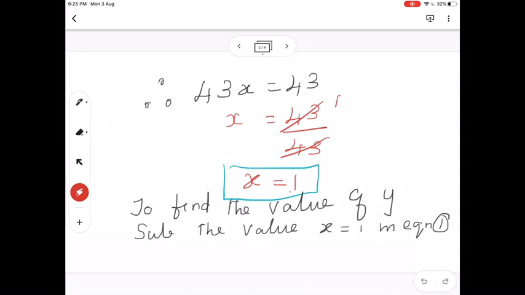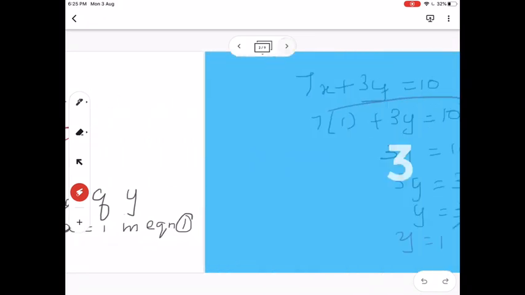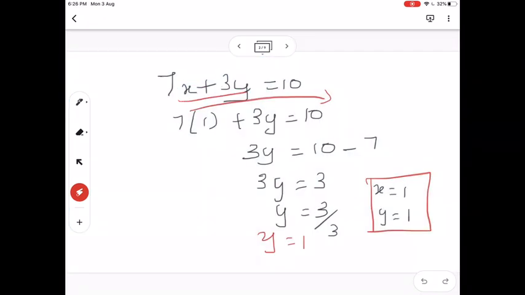Hope you all understood, children. Now you know how to eliminate? Now, how to find the value of y? Now, you know the value of x. In equation number 1 or equation number 2, you can substitute the value x is equal to 1. When you substitute in equation number 1, what is the equation? 7x plus 3y is equal to 10. So, apply the x value in the x place.